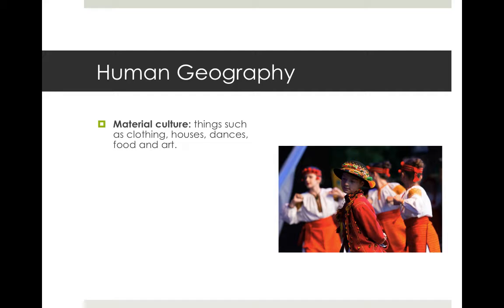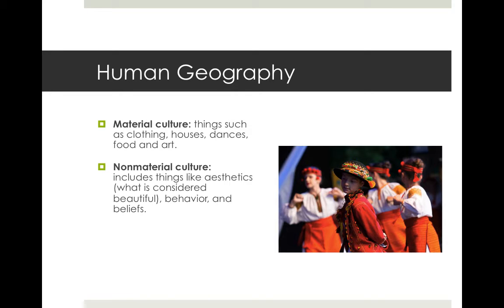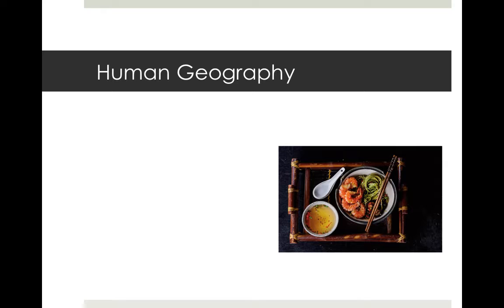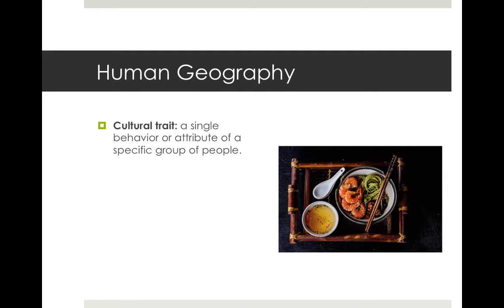Material culture includes things such as clothing, houses, dances, food, and art. Non-material culture includes things like aesthetics, that is, what is considered beautiful, behavior, and beliefs. What material culture produces is usually a reflection of the beliefs and values of the non-material culture. A cultural trait is a single behavior or attribute of a specific group of people.